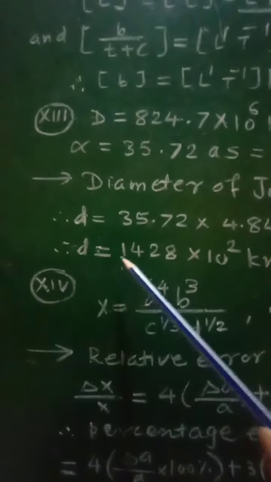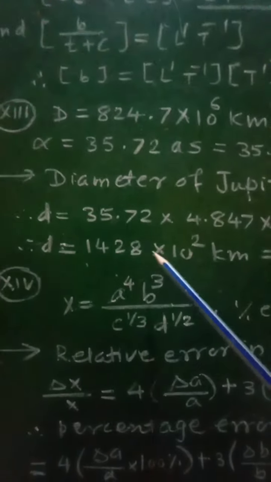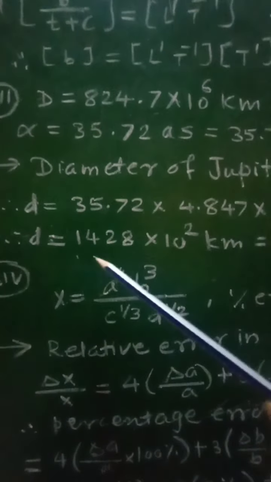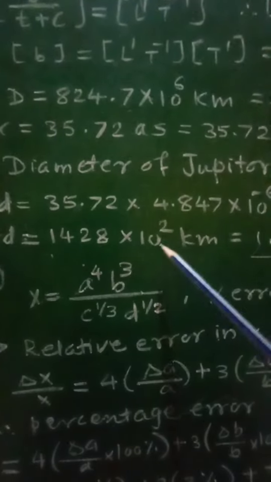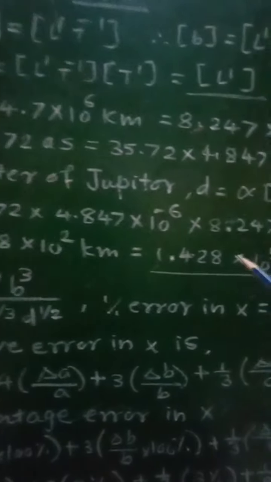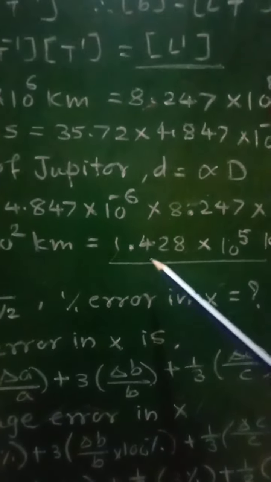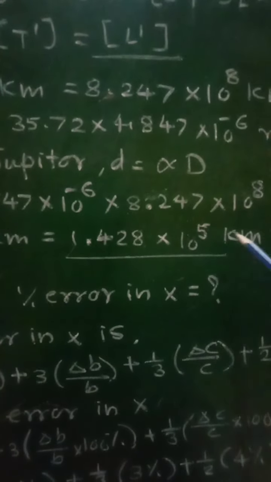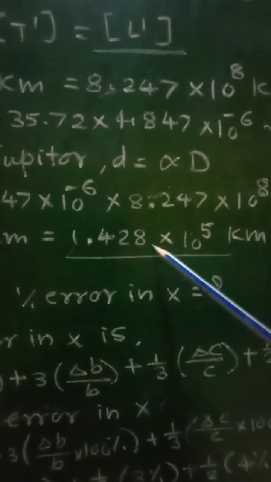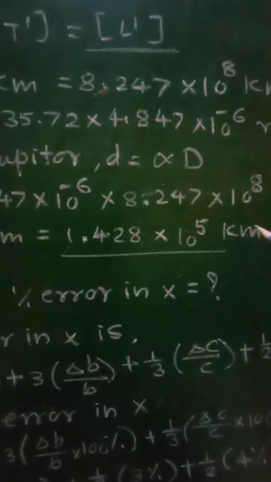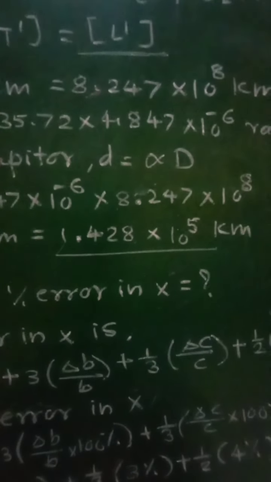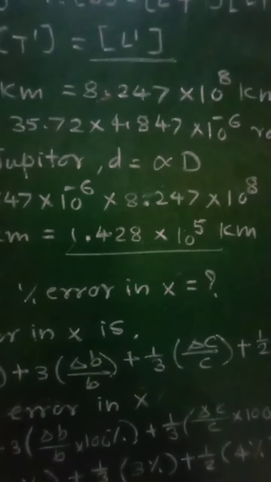Therefore d will be equal to 1428 into 10 raised to 2 kilometer, which will be further written as 1.428 into 10 raised to 5 kilometer. This will be the diameter of Jupiter.